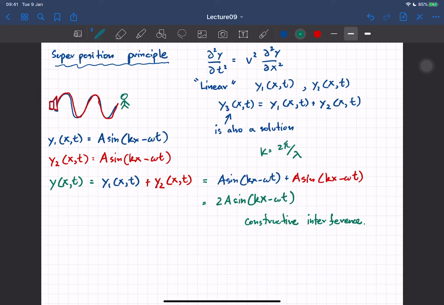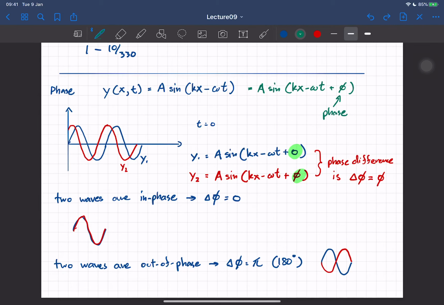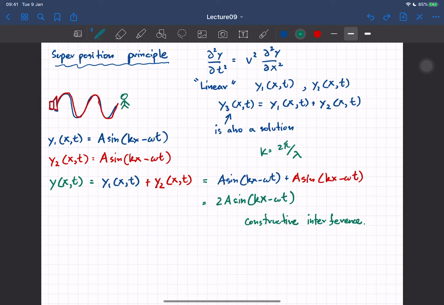And the reason why it's constructive is because when you add the two waves together, the phase difference is 0. Remember the phase difference, going back here. The phase difference is 0. That means they are in phase. That means when they go up together, they come down together, right? So when you add them, they always add up. So you have what we call constructive interference. Okay, so that should not be that difficult to understand, hopefully.